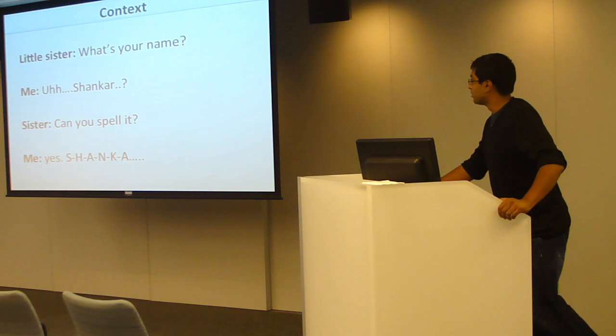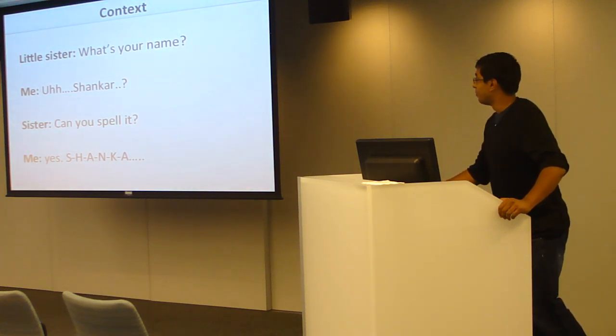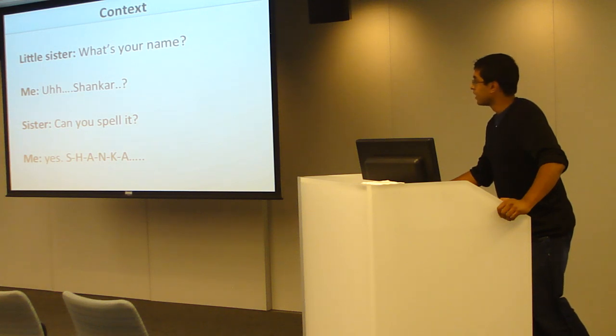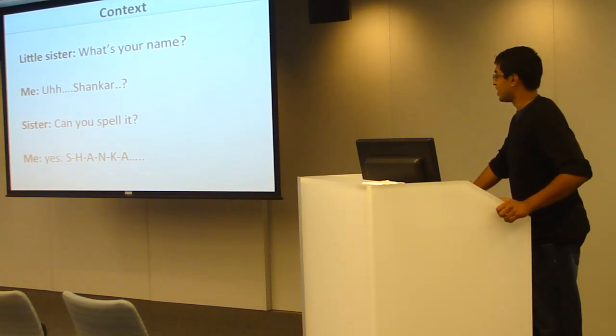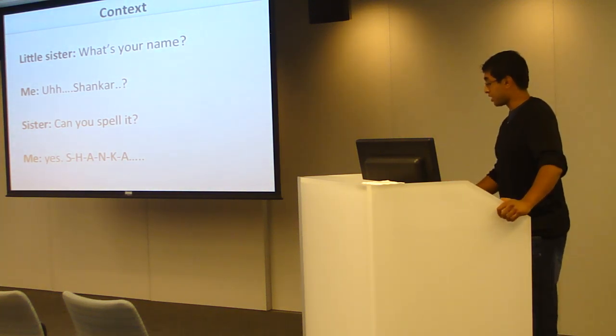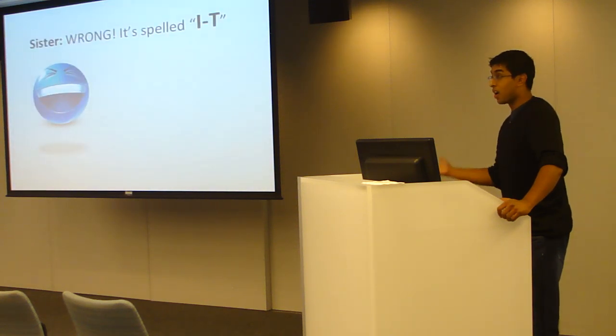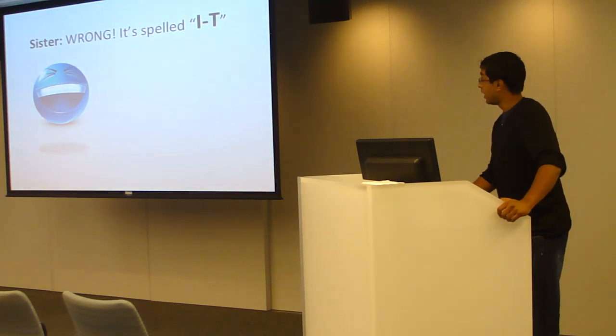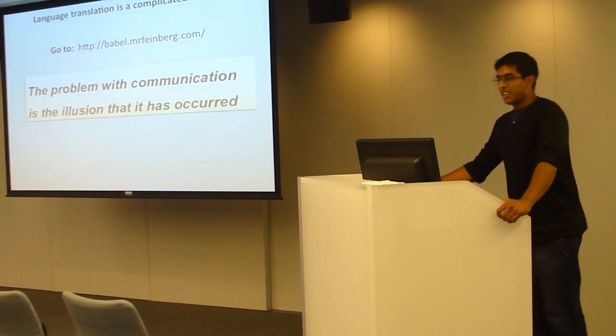So here's an example of context. I was sitting down for dinner a long time ago with my little sister, and she asked me, what's your name? And so first off, I'm like, why did she ask me this when I'm eating? And so I said, Shankar? And she goes, can you spell it? And I said, yeah, S-H-A-N, and I started spelling it. All of a sudden, she goes, wrong, it's spelled I-T. And so that's somewhere where what she said was totally taken out of context, and I scolded her for it.